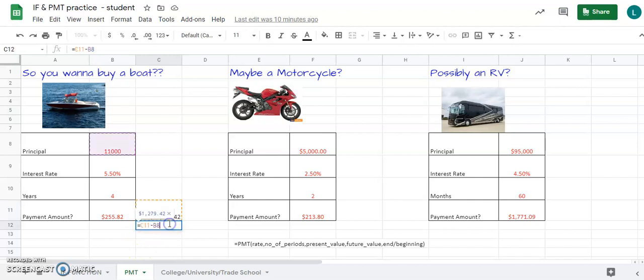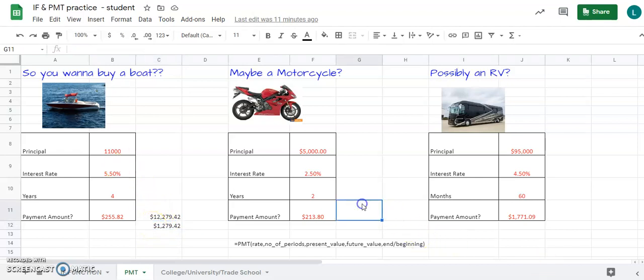This number here is taking this $12,000 in C11 minus my principal, meaning minus the loan that I originally took out for $11,000. So this was the actual amount I paid for the boat, but this number here in cell C11 is what I paid back to the lender because of the interest. So I paid $1,279.42 more, and that's what the bank made off of me.